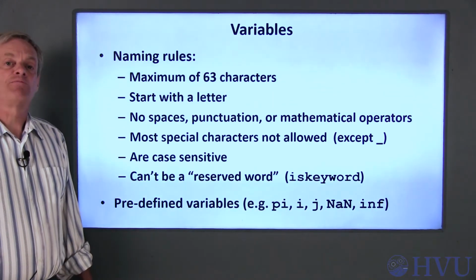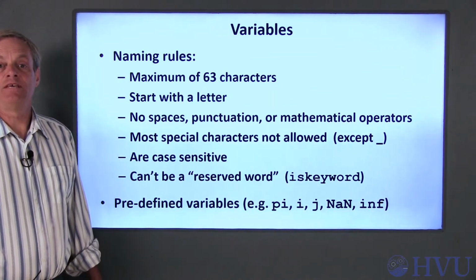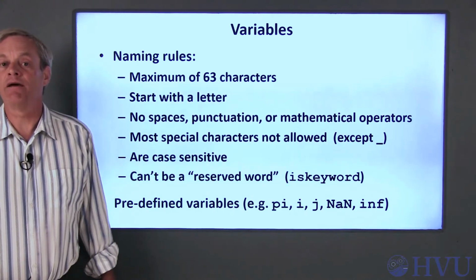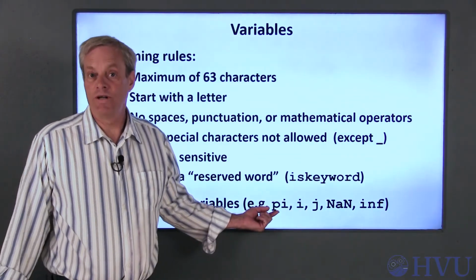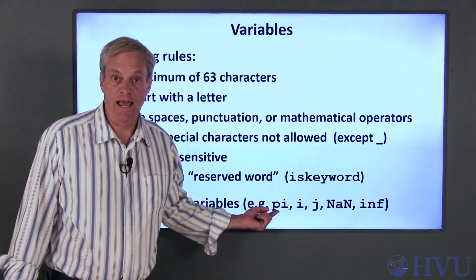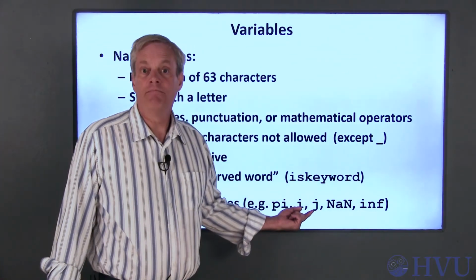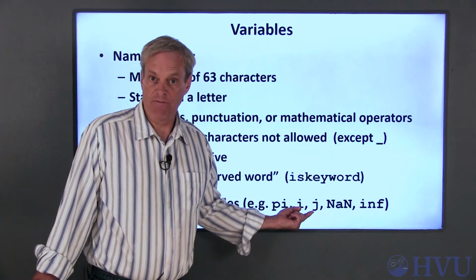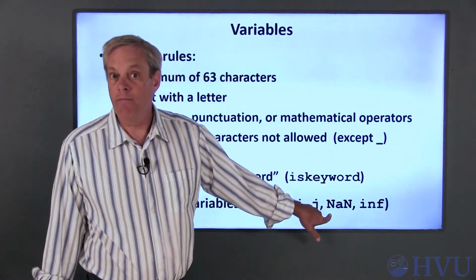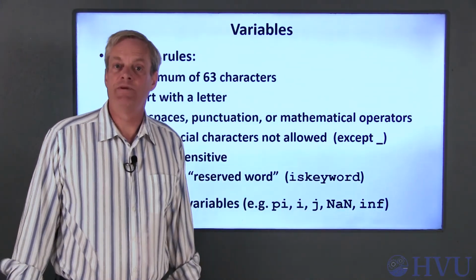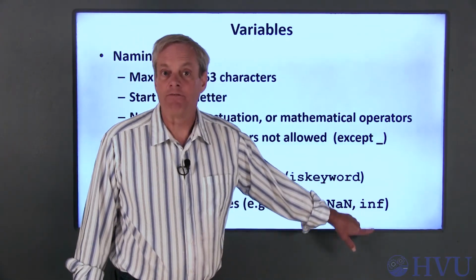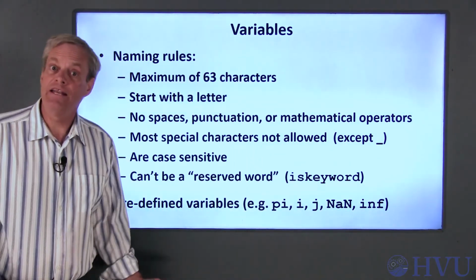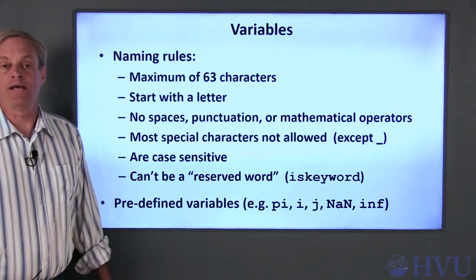Finally, there are a number of predefined variables in Octave. These variables are created every time Octave starts. Some common ones are pi, the ratio of the circumference of a circle to its diameter, i and j, both of which represent the square root of -1, NaN for not a number, which would be the result of an undefined operation, and Inf for infinity, or any number that's too large for Octave to represent.